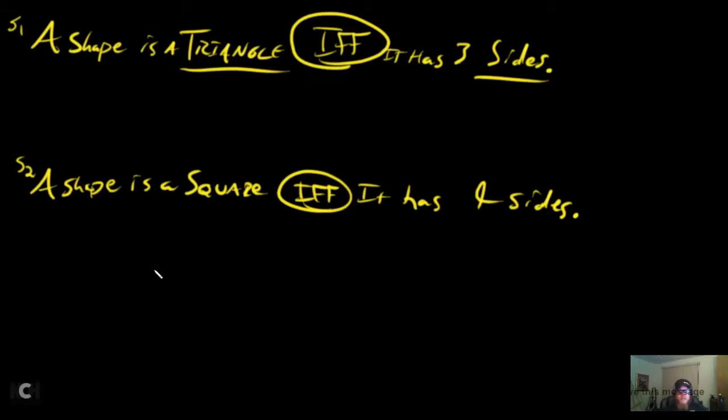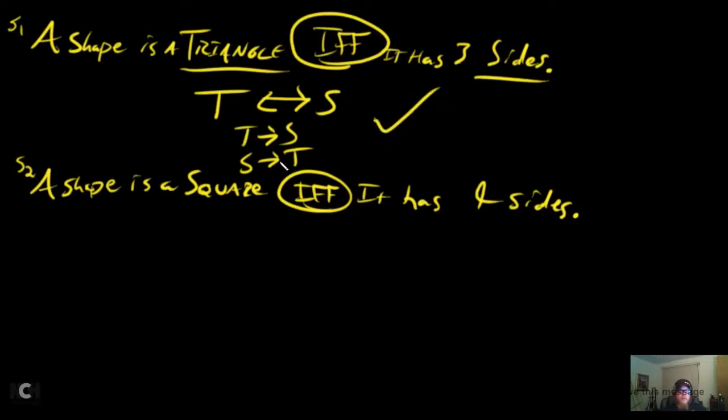So this says here, a shape is a triangle if and only if it has three sides. What does that mean? Well, T, and then the if means double arrow, S. This means if a shape is a triangle, it has three sides, and if a shape has three sides, then it's a triangle. Is that true? Yeah, it is. Okay, let's take a look at this one, though. So this is true. This checks out. The double arrow here is legitimate.